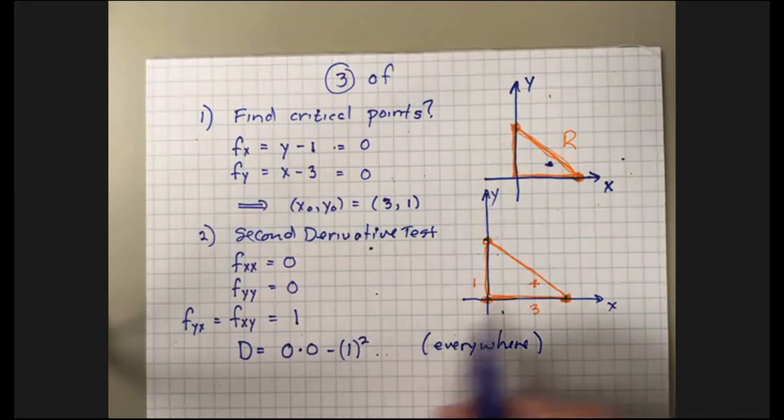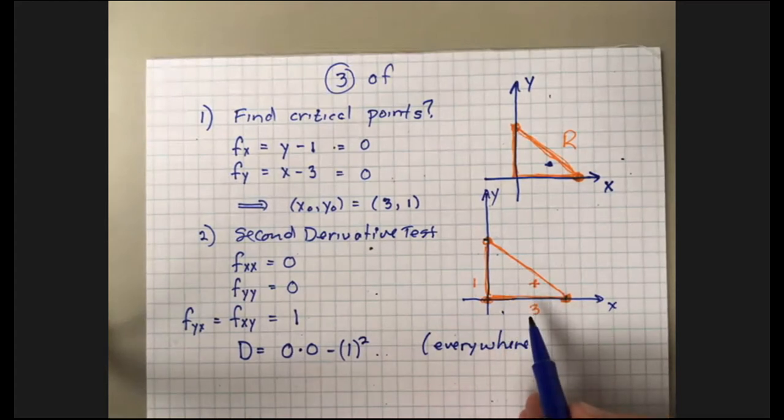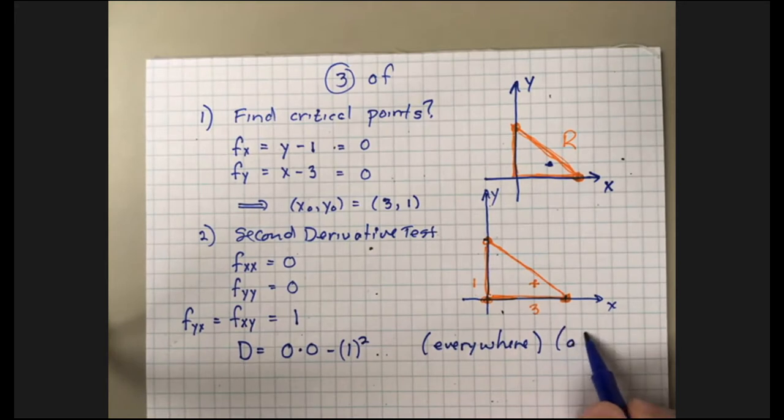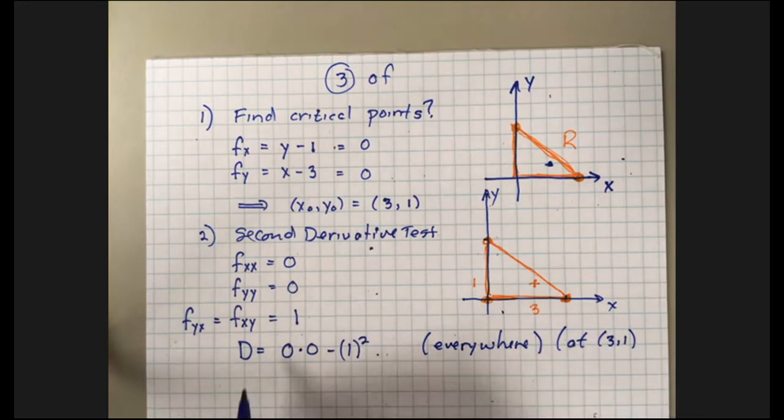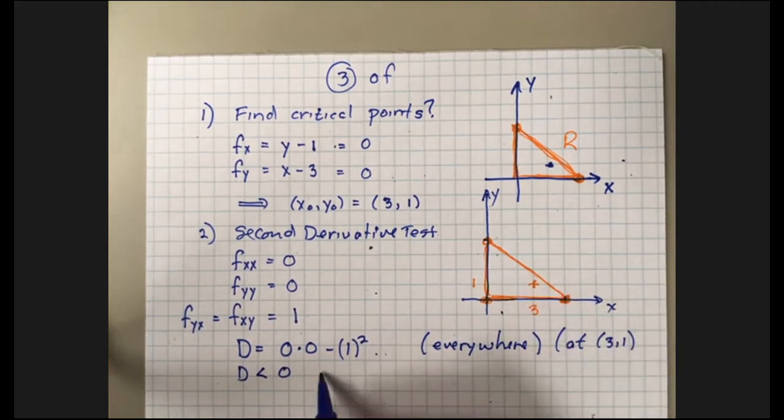Now, I'm only interested in the flat place. There's definitely a flat place at (3, 1). There's not flat places anywhere else. So this is also at (3, 1), which is the only place that I'm ever caring about. What is the discriminant? It's negative. So what do I have at (3, 1)? I must have a saddle point.